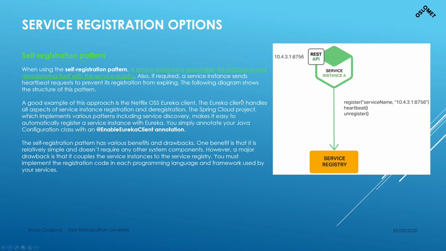So for example, Eureka is a good example. It's the Netflix OSS Eureka client. It handles all aspects of service instance registration and deregistration. So the Spring Cloud project, which implements various patterns, including service discovery, makes it easy to automatically register a service instance with Eureka. You simply annotate your Java configuration class with the enable Eureka client annotation.